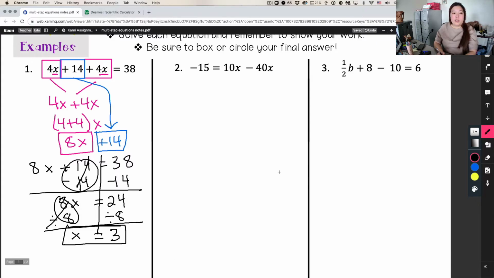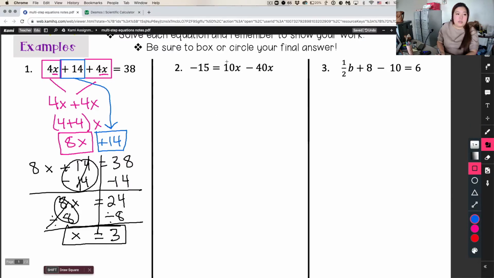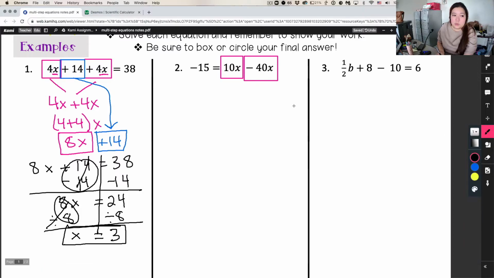So it's important that you go through these and really box everything properly. Here on number 2, for example, these both have an x, so we have 10x and minus 40x. Remember, the sign is very important to know.